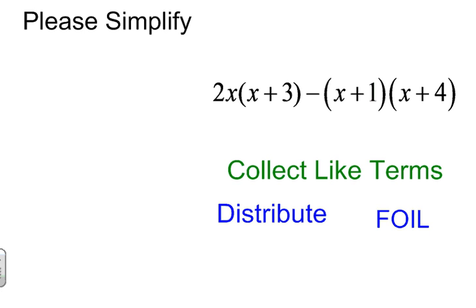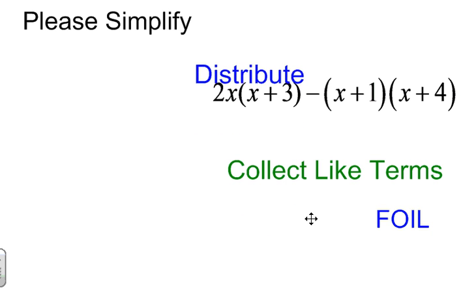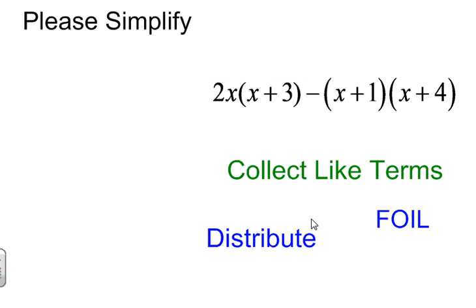Let's take a look at simplifying a variable expression that has multiple operations in it. We notice in this problem, as we read it, it says 2x times the quantity x plus 3 minus the quantity x plus 1 times the quantity x plus 4. I hope we notice that there's a lot going on. There's some distribution here, and there's some FOILing over here.